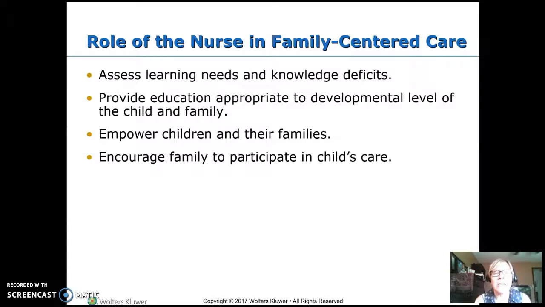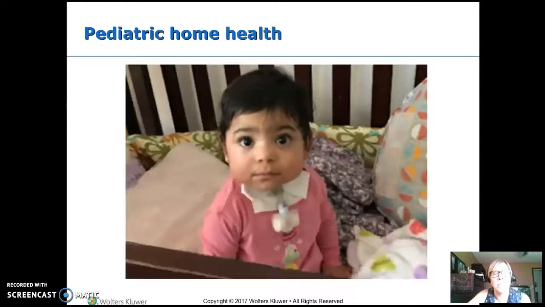So we've got to do that needs assessment as well as a developmental level assessment. We want to empower children and their families, so we want them to know how to do the care. We want them to have the supplies they need to do it, and then we're going to encourage them until they feel competent and capable of providing that child's care at home.